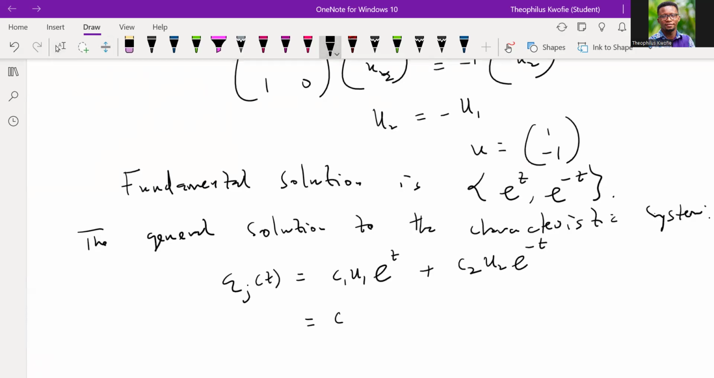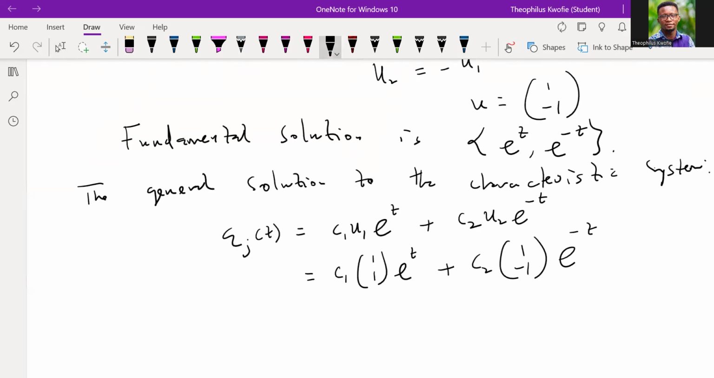Now, so you have our c1. What is our u1? Our u1 was (1, 1), multiplying e to the power t, plus our c2, which was (1, -1), multiplying that. Now, when you expand, you look at it corresponding to j.